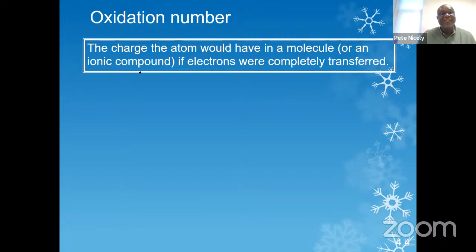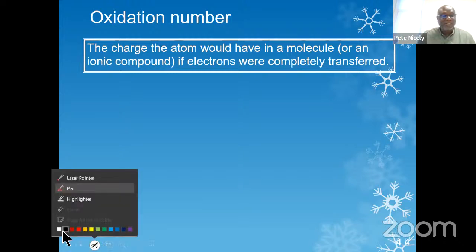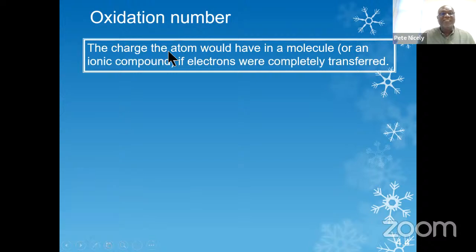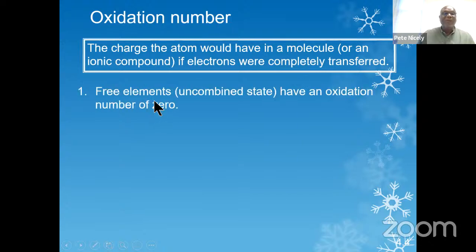So here's another definition of the oxidation number or state, which is probably more accurate. It is the charge the atom would have in a molecule or an ionic compound if the electrons were completely transferred, all right? So that's another definition that you can work with in terms of what an oxidation number is. So what we're going to do is go through these rules for determining the oxidation numbers of different atoms in a particular substance or in substances.